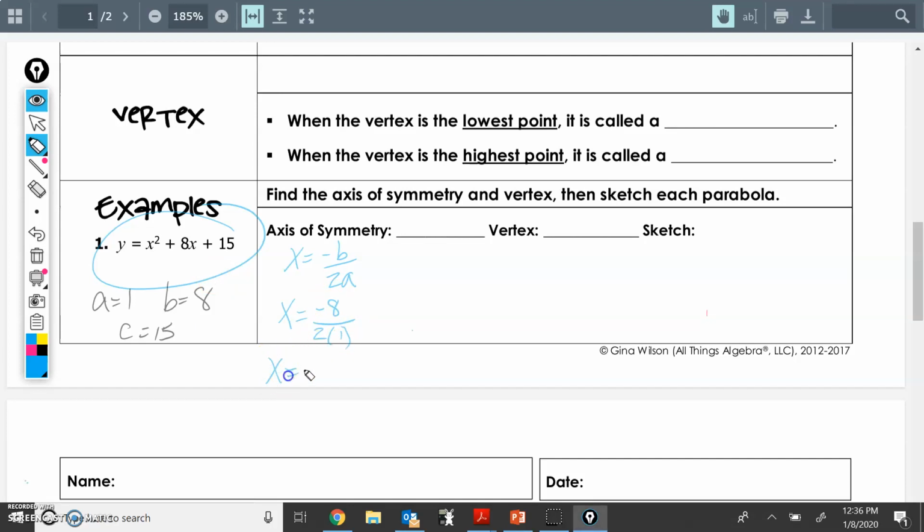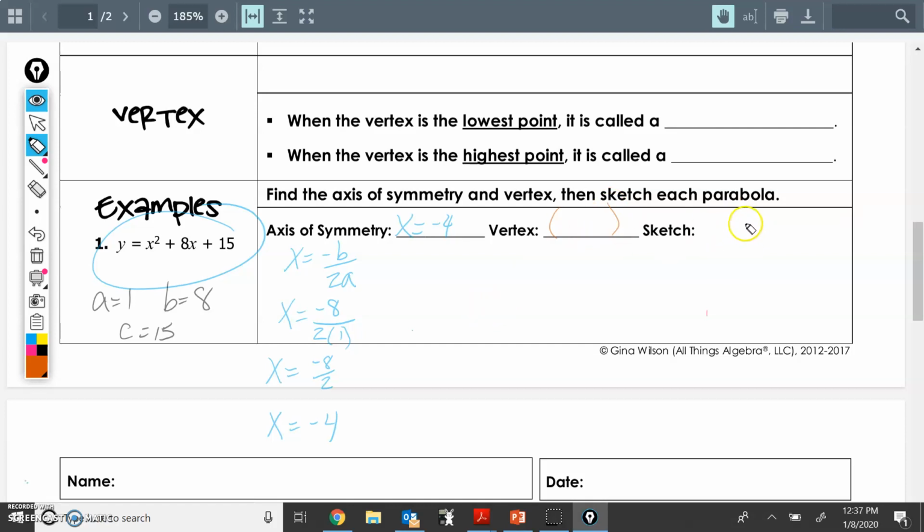So we get x to equal negative 8 divided by 2. Negative 8 divided by 2 is negative 4. And when you write your answer, leave it as x equals negative 4. That tells me it's a vertical line at negative 4 that cuts the parabola in half. The vertex is the highest or lowest point.